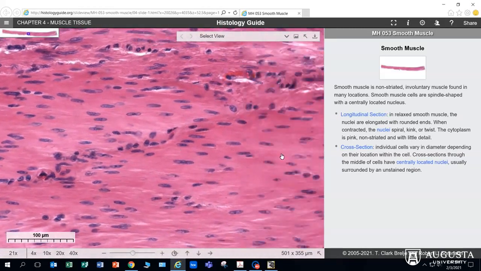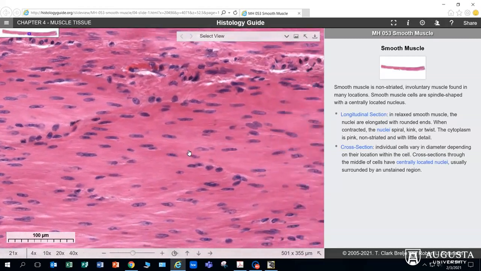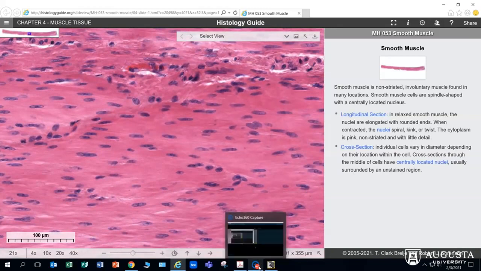And be sure to compare and contrast smooth muscle tissue and dense regular connective tissue because they look similar, but they're very, very different. These are individual cells. This is smooth muscle tissue.